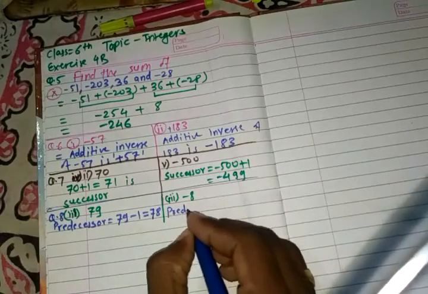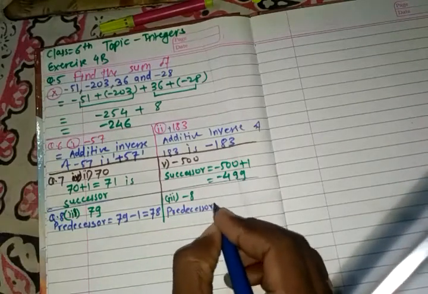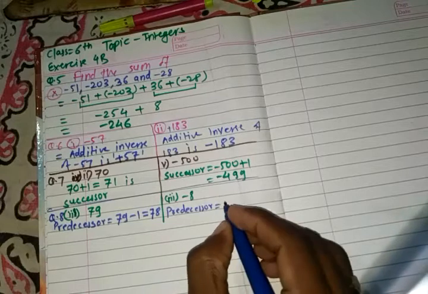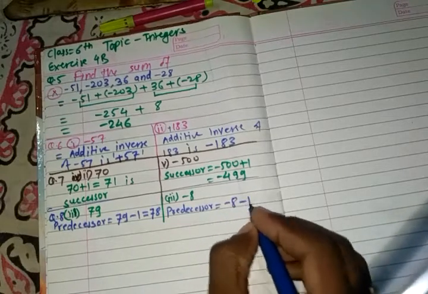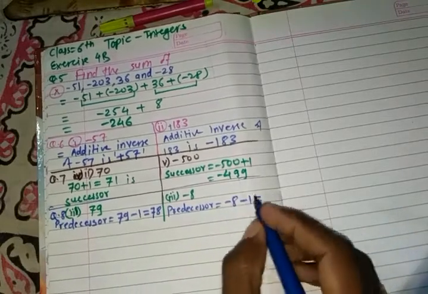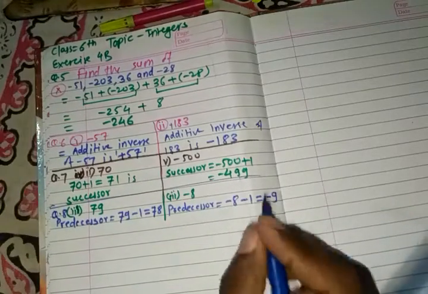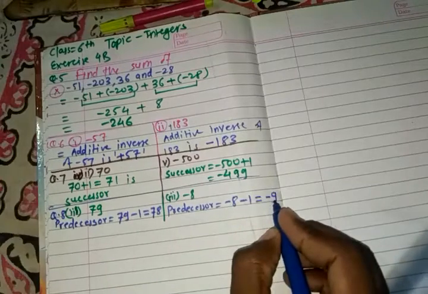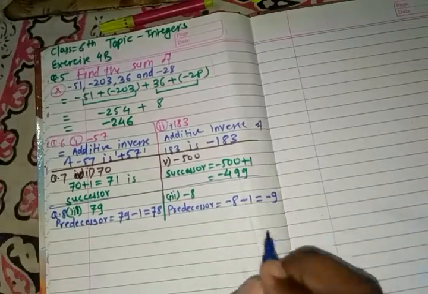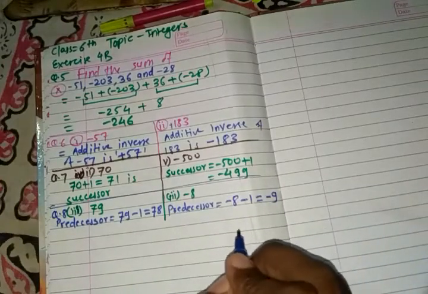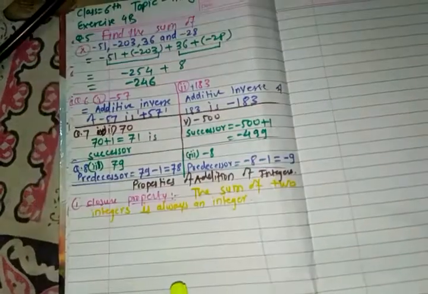What about this minus 8? Predecessor, so here minus 8 minus 1. In this case minus 9 is the predecessor. How does it come? Because both are negative, so we add and give the common sign, right? So in this way we will find the predecessor of a given number.